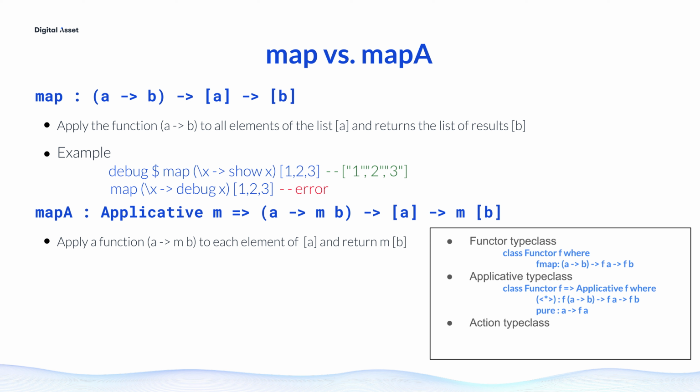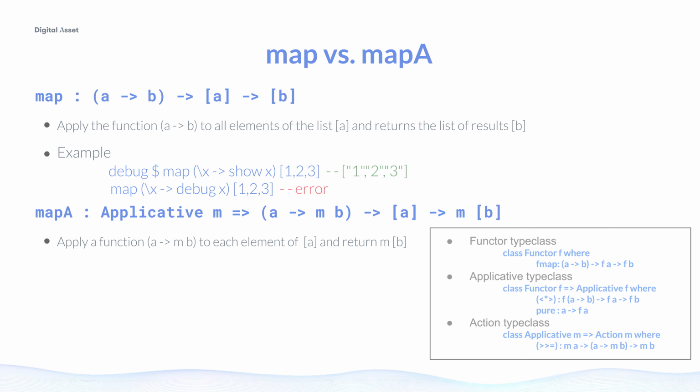Functions like map_a are considered effectful because they evaluate to an applicative effect of performing actions beyond pure computation, such as modifying the ledger. The action type class allows composing these effectful functions while keeping them encapsulated within a context.